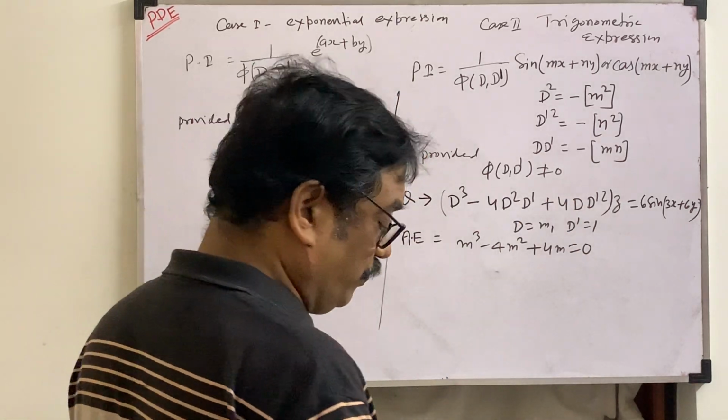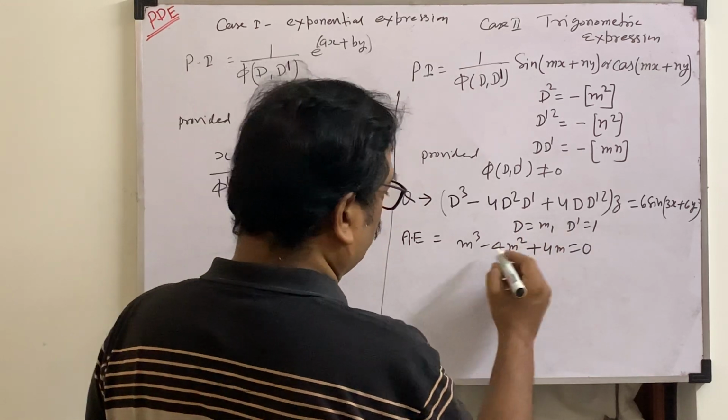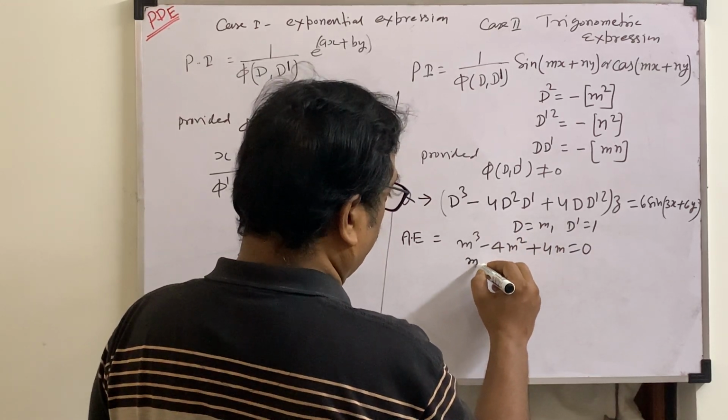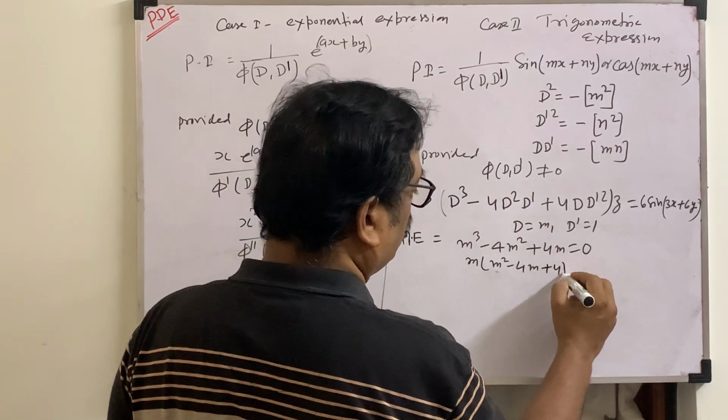So this we got now. It is a 3-degree equation, so 3 values of m will come. First we will take one m common here: m square minus 4m plus 4 equal to 0.